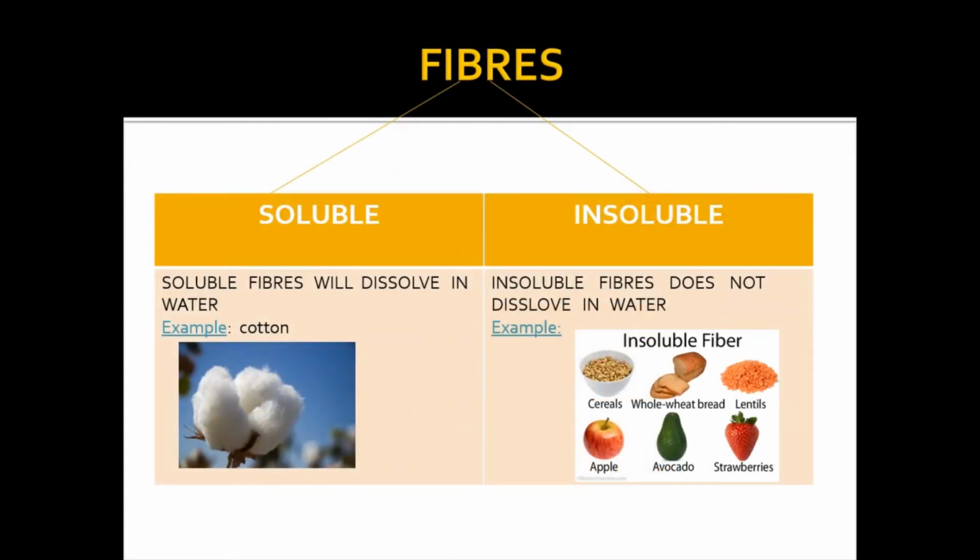Soluble fibers are the fibers that will dissolve in water, whereas insoluble fibers will not dissolve in water. Examples of soluble fibers are cotton. Examples of insoluble fibers are cereals, whole wheat bread, lentils, apple, avocado, strawberries.